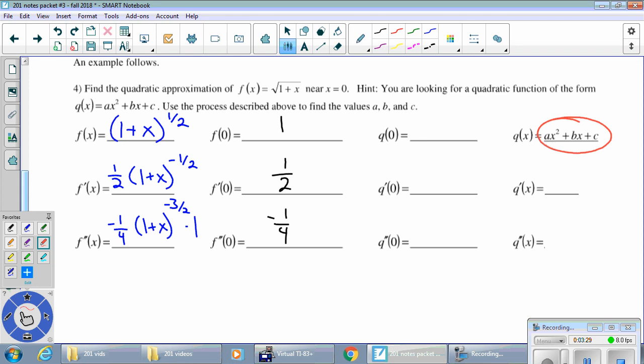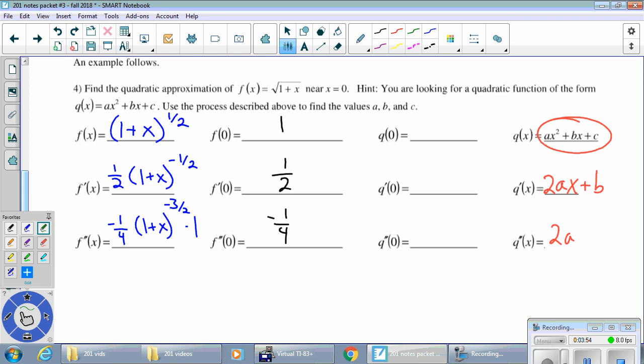So let's go ahead and do a q prime here. The 2 comes down. The a is a constant multiplier, so it stays. Copy the x, subtract 1 from the power, plus the derivative of bx is just b, and then plus the derivative of c is nothing. And then for q double prime, the derivative of 2ax is 2a, that's the coefficient of x, and then the derivative of plus b is nothing.